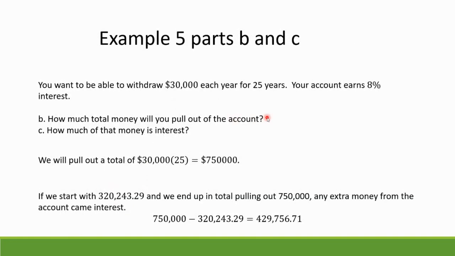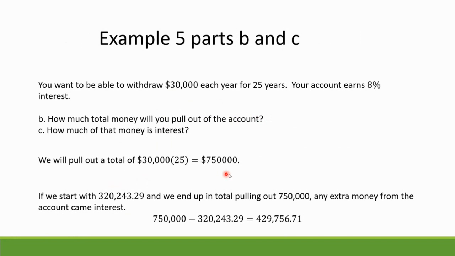So we have that. And parts B and C I actually added. This is a problem in the book, but B and C I did add. B is asking how much total money will you pull out of the account. In other words, if you're withdrawing $30,000 from that account for 25 years, each year, how much do you take out altogether?